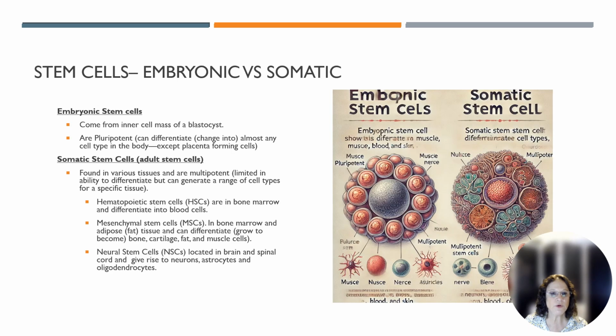Stem cells, so embryonic versus somatic. Embryonic stem cells are probably what you think about when you're thinking about stem cells. Basically, these are ones that come from an inner cell mass of a blastocyst, so a fetus that's being formed, right? The cells that make up a fetus as it forms. So these types of cells are pluripotent, which means they can differentiate or change into just about any cell type of the body. The only thing they can't form into is placenta.